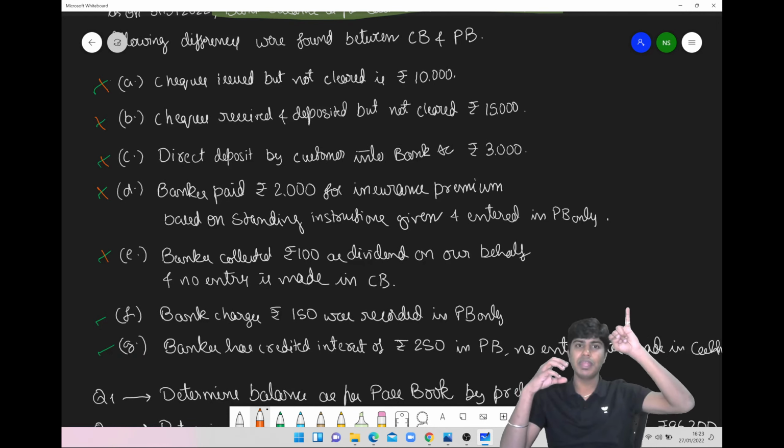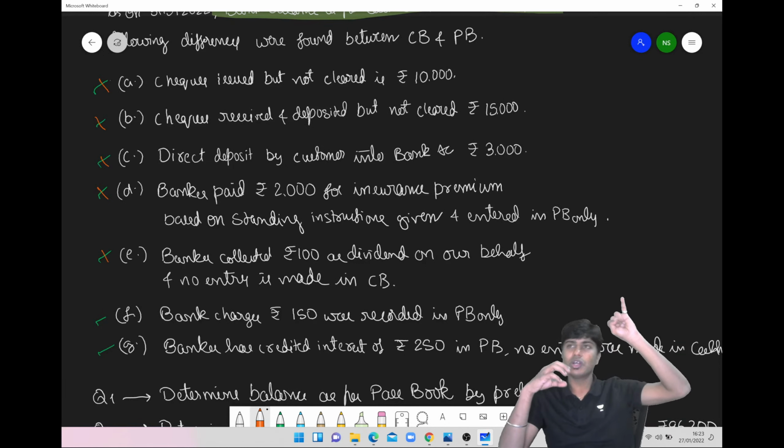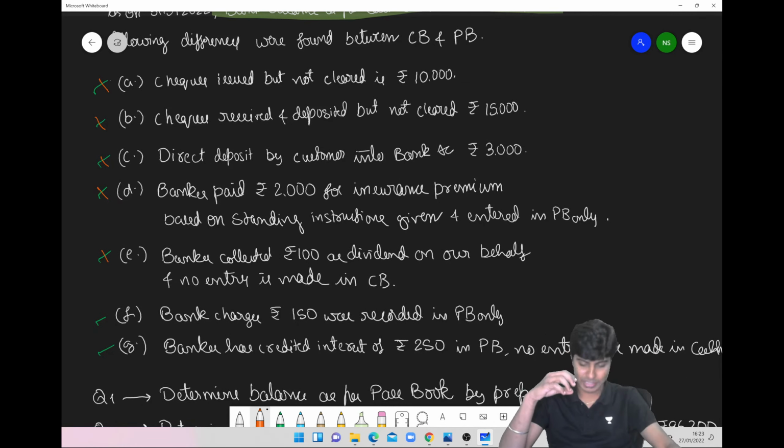This difference can be made good by either decreasing the passbook or increasing the cash book. Where are we making changes? We are making changes in passbook. That is our starting point. So this is a less item. I would have to deduct this.